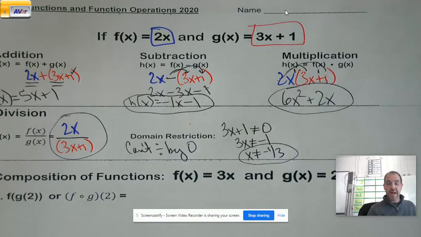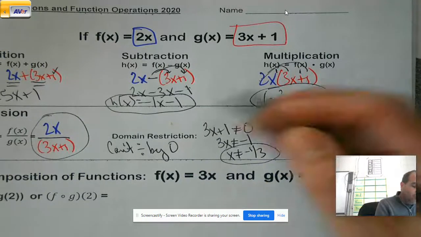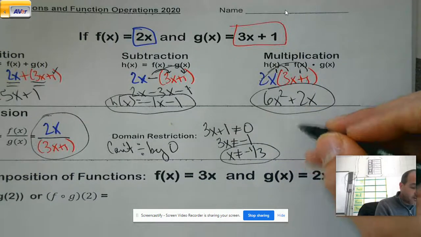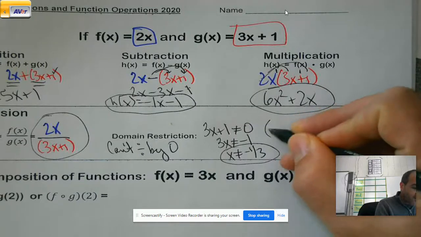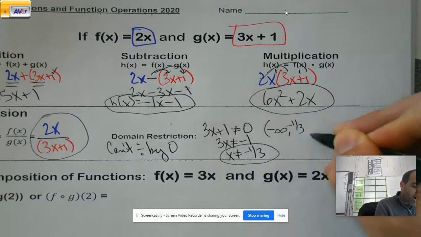Okay, there's a lot of different ways you can write this, and so I'm going to try and prepare you for a few of them here. This is one of them. Another one would be with our domain, since every other number works, you could write that everything from negative infinity to negative 1/3, okay, would be okay.